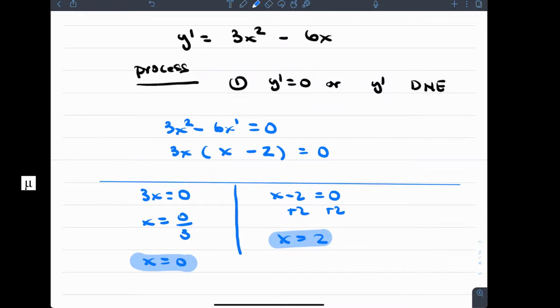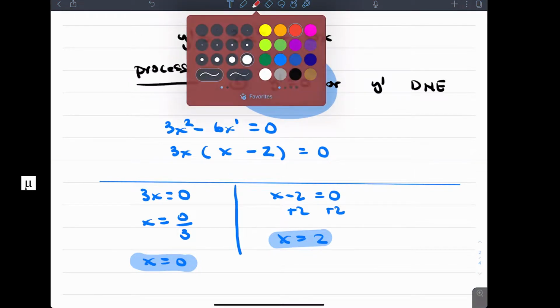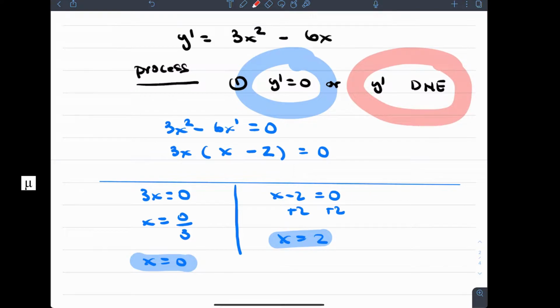Now, why aren't you going to check where the derivative does not exist? We were checking where the derivative is 0. Why doesn't that check make any sense? Does anybody know why? You don't have a fraction, right? You don't have a denominator. This is a nice polynomial. They're differentiable everywhere. All real numbers are differentiable.